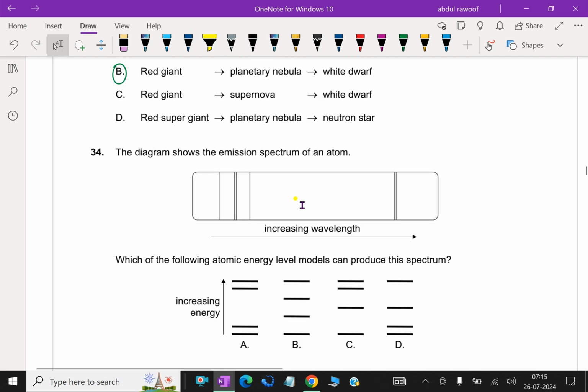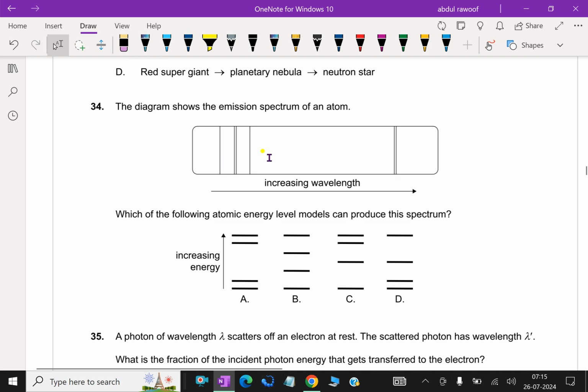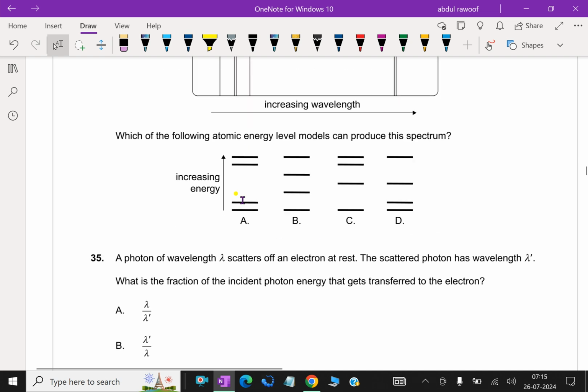Then the diagram shows the emission spectrum of an atom. So look at here, this is increasing wavelength. Which of the following atomic energy level models can produce this spectrum? This is the energy model. Option A.